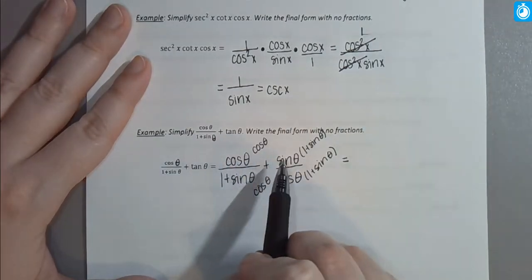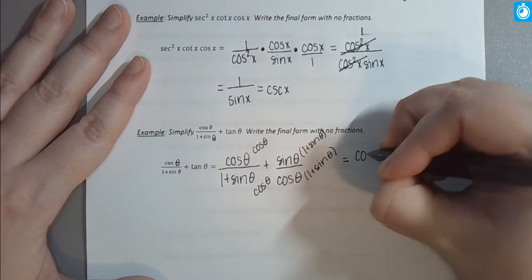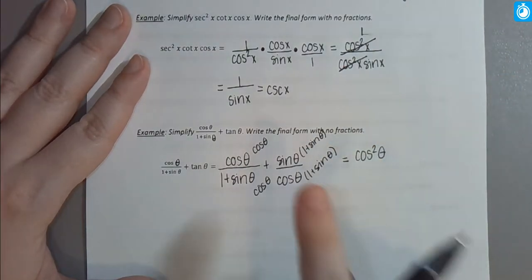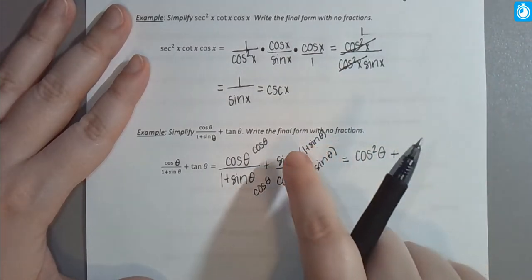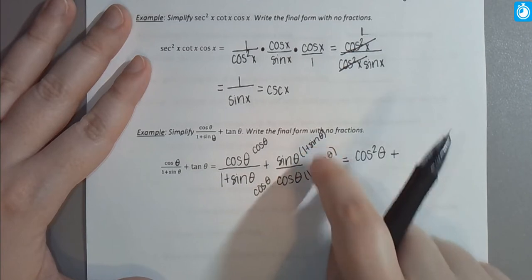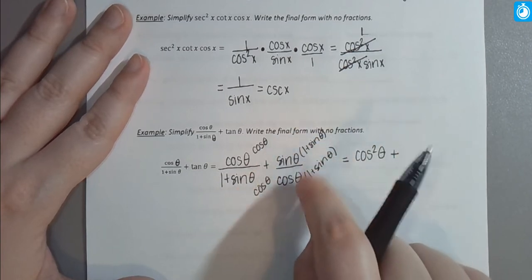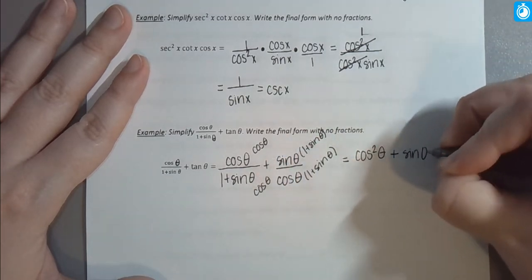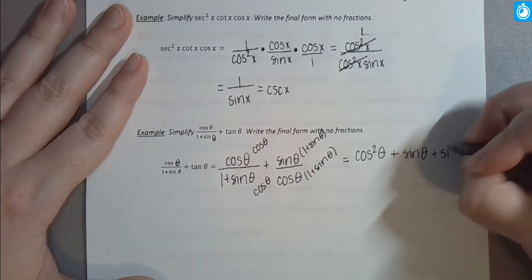So for the first numerator, I have cosine times cosine, which we can rewrite as cosine squared, so cosine squared of theta, plus, from our second numerator, sine times 1 plus sine. So we have to distribute that sine into parentheses. So sine times 1 is just going to be sine, so sine theta. And then sine times sine is going to be sine squared theta.